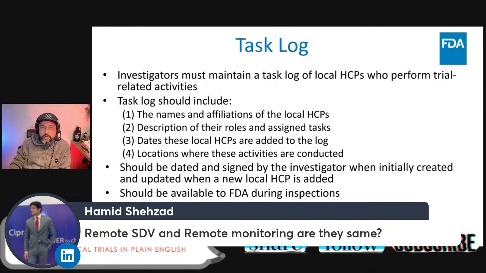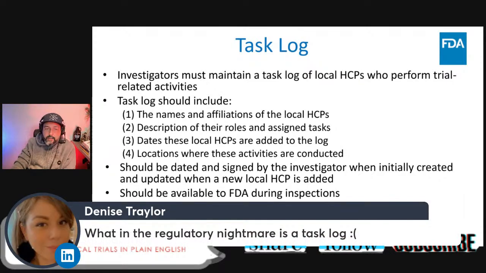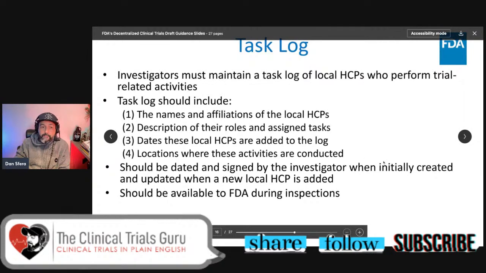Remote SDV and remote monitoring, are they the same? Hamid, this is a whole other can of worms, man. We're just talking about remote, like doing the patient visits, not the monitoring visits. Denise says, what in the regulatory nightmare is a task log? I don't know. I'm seeing it live myself for the first time.